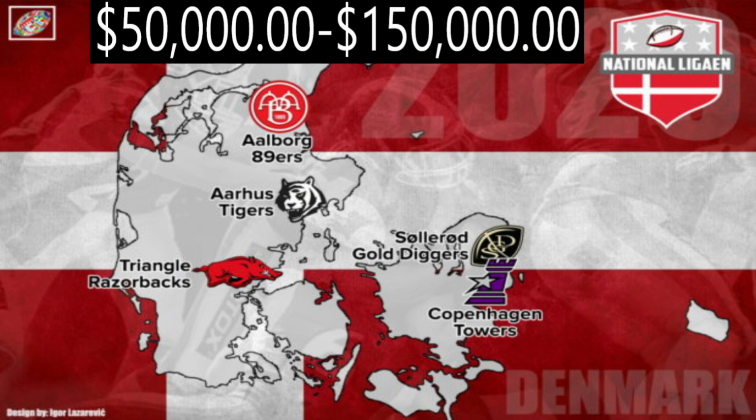Here's the National Ligaen of Denmark on those big islands there. And here you see a stolen logo from Arkansas. They even call themselves the Razorbacks, same colors. The Copenhagen Towers are one of the strongest teams in this league. At $150,000, it's a lot of affluence in this one. Really legitimate league right here. As we go on to the next slide, the Gold Diggers are the most recent dominant team, but the Copenhagen Towers are the traditional power here.